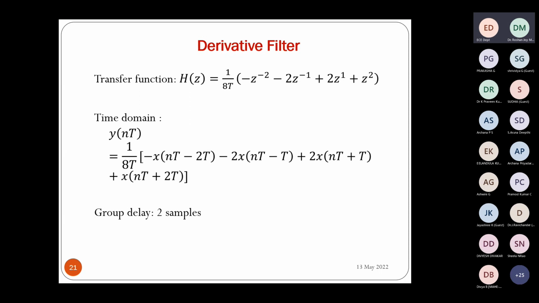Then we are passing it through a derivative filter. The transfer function of the derivative filter is given here. So you can see that there is no denominator. So it is a FIR filter. Derivative filter is a FIR filter. It is not an IIR filter. If you compute its inverse Z transform, you will get this difference equation. And there will be a group delay of 2 samples here. Even derivative is also a filter, like low pass and high pass. Any transfer function through which you pass a signal becomes a filter.